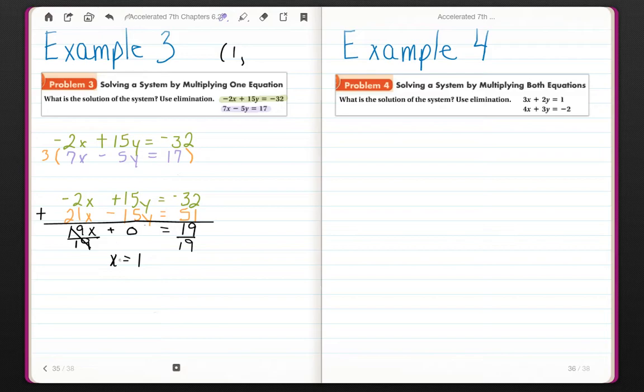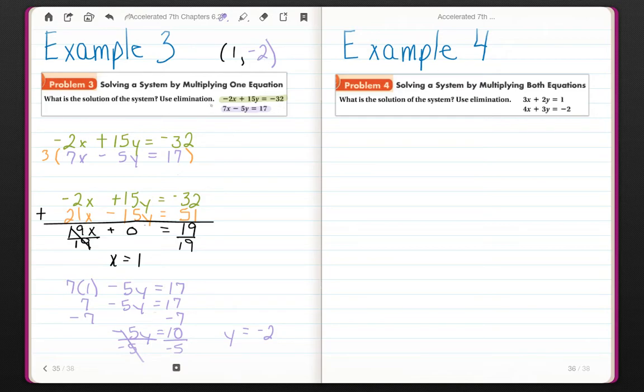So 7 times 1, because x is 1, 7 times 1 minus 5y equals 17. 7 minus 5y equals 17. I'm going to subtract 7 from both sides. So negative 5y equals 10. Divide both sides by negative 5. And y equals negative 2. Remember, a positive divided by a negative is a negative. So the solution is the ordered pair 1, negative 2.